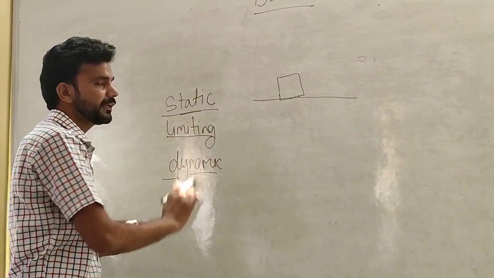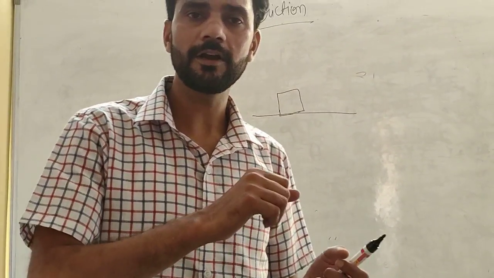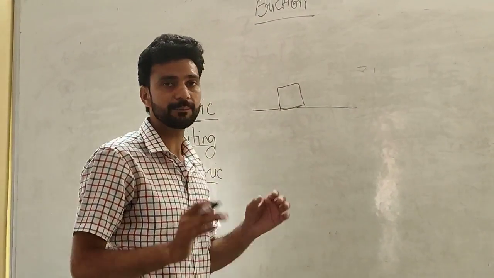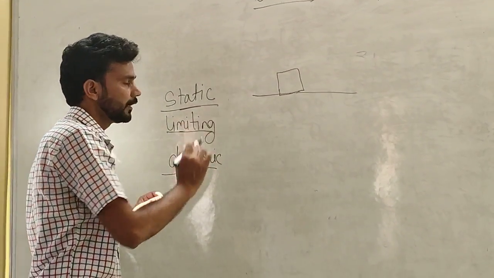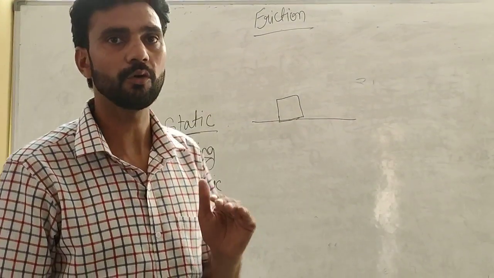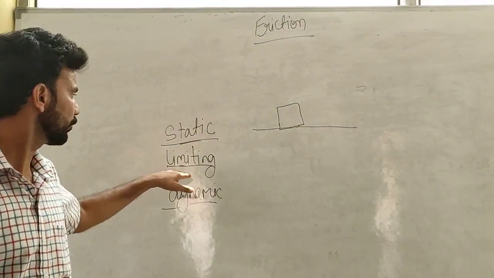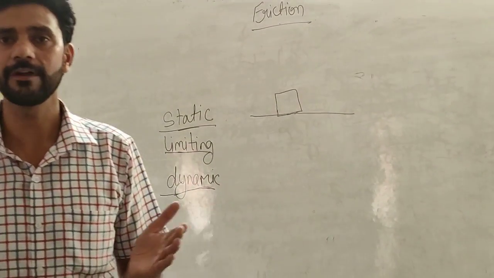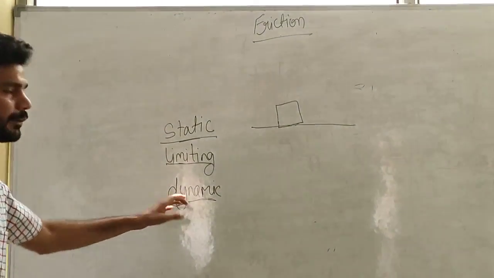The second one is limiting friction. When we push or pull that box, it requires a lot of force before it starts sliding. That force is known as limiting force. So the frictional force exerted on the object just before the object starts sliding is known as limiting friction. Dynamic friction: when the object slides on another object, the frictional force is known as dynamic friction.